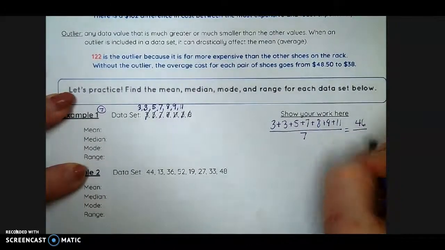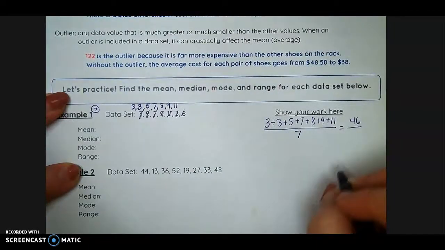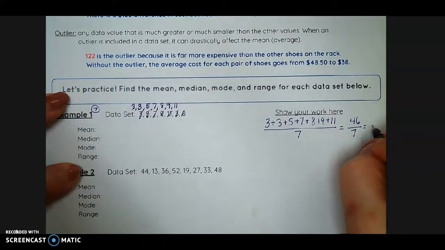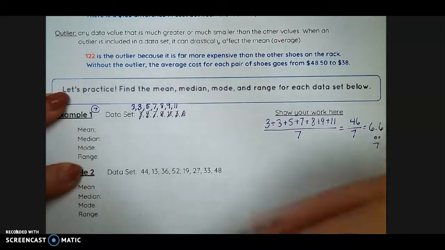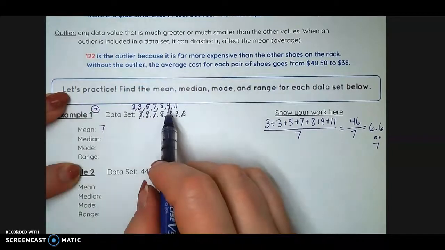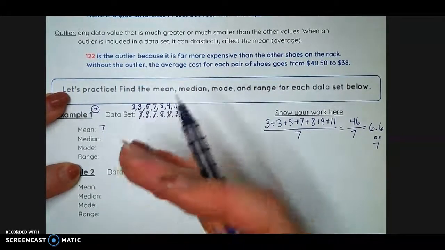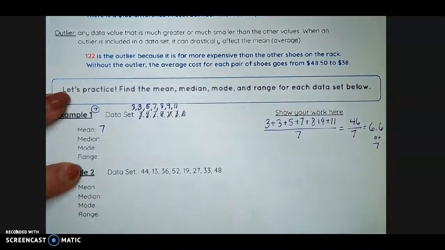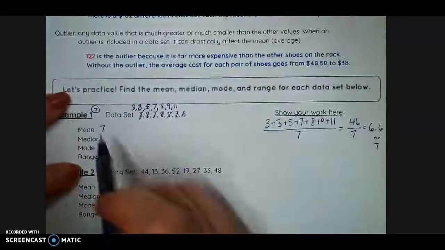When I add those together, I get 46 divided by 7, and I'm going to get 6.6, or I could round that up to 7. Because I don't have any decimals over here, I just have whole numbers, I should probably round to whole numbers when I'm looking at my mean, median, mode, and range.